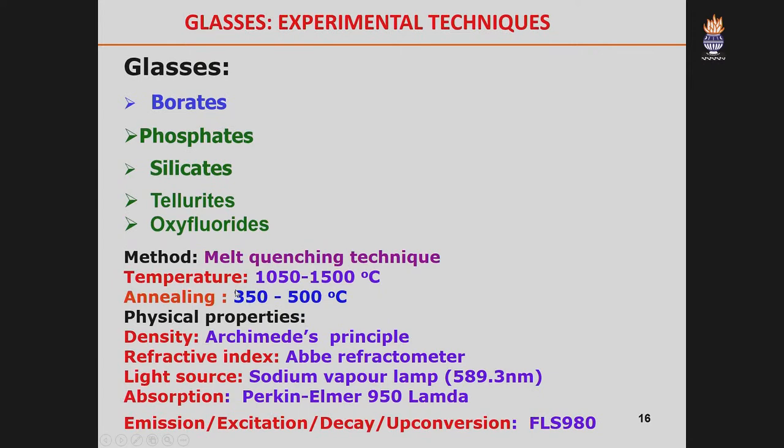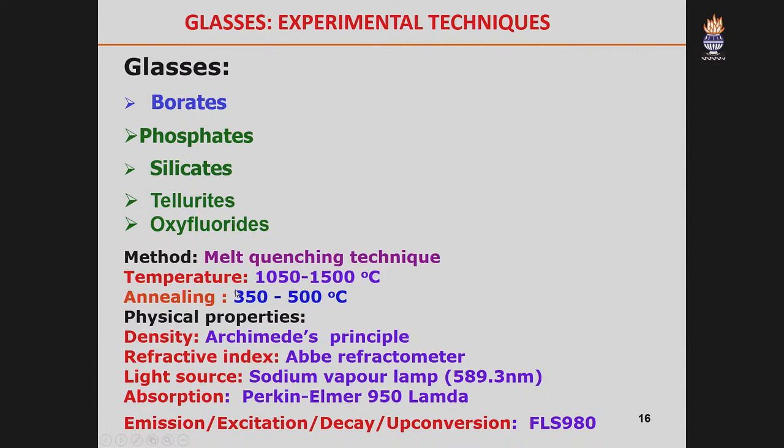There are different types of glasses, like borates, phosphates, silicates, tellurites, oxyfluorides. We can make any type of glass. And what are the experimental techniques which we can use in laboratories? Usually in our laboratory we are using the melt technique only. By using a melt quenching technique, we can prepare glass samples.